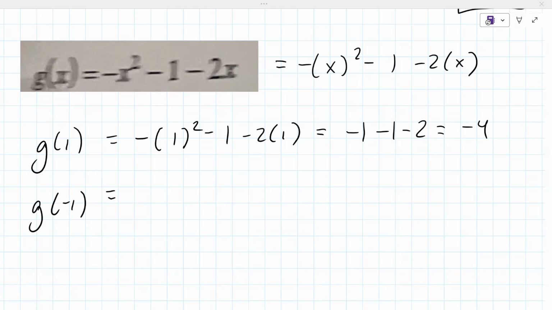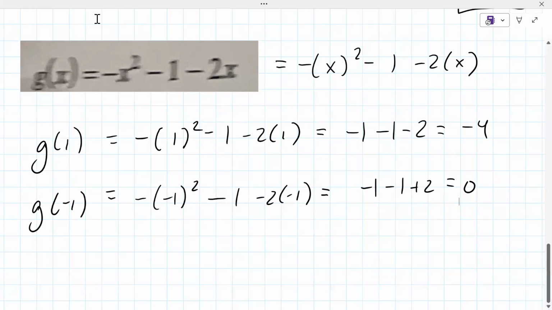Zero. Yeah, so this one actually is -1 again, -1 plus 2, which is 0. Perfect. All right. So you get the basics down of evaluating functions.